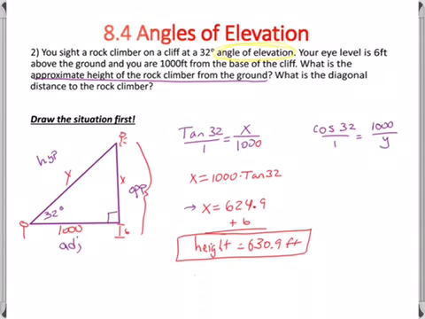y. Cross multiply, you've got y cosine of 32 equals 1,000. I'll divide by the cosine of 32. And I'm going to get y equals, in this case, y equals right around 1,179.2 feet.